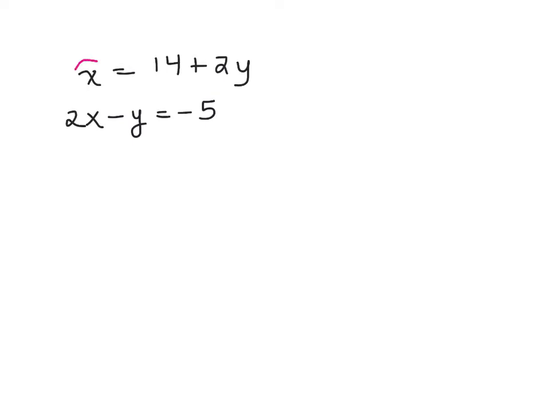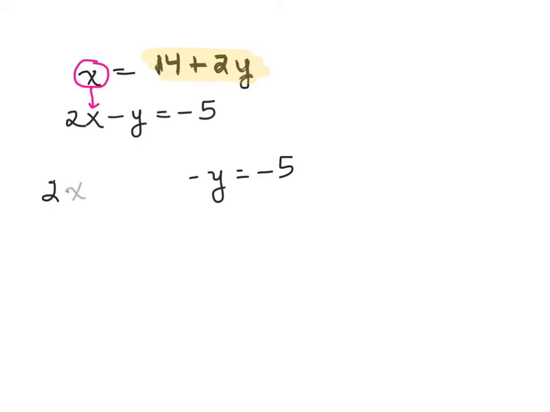What I notice is there's an x here. Well, that x is the same as that x. So what I'm going to do is take what the x is equal to, and substitute it into the x in the other equation. So I've rewritten that second equation, 2x minus y equals minus 5, and I left a little space there because here's where the magic comes in.